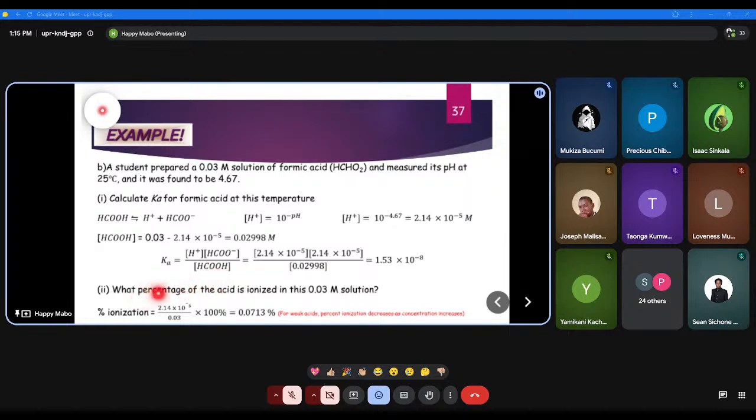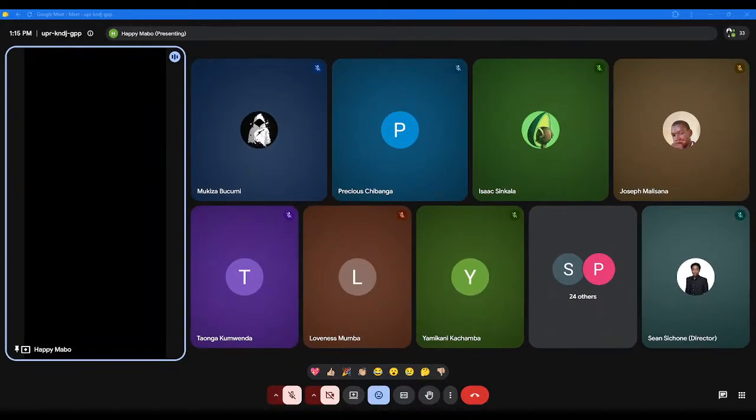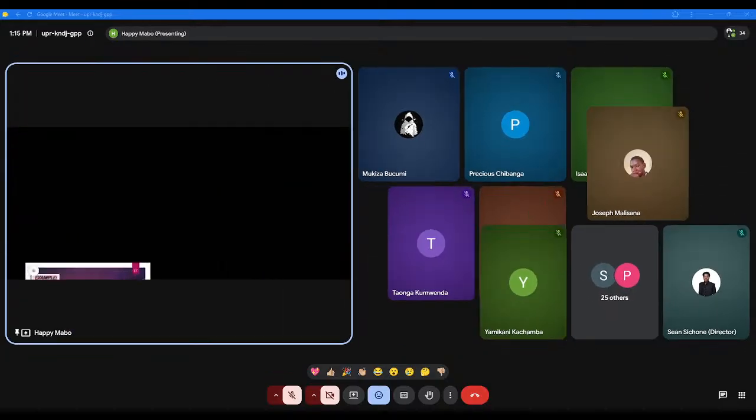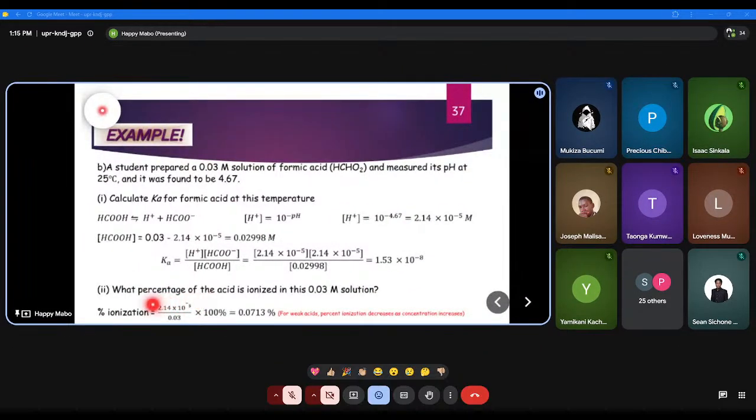What percentage of the acid is ionized in the 0.03 molar solution? This will be computed by using the amount that will have dissociated in relation to what we were given initially. So when we substitute, we see that the percentage is quite small, which is 0.0713%. Unless otherwise stated, recall that percentages are to be given to one decimal place. So essentially, this is just 1.1%.